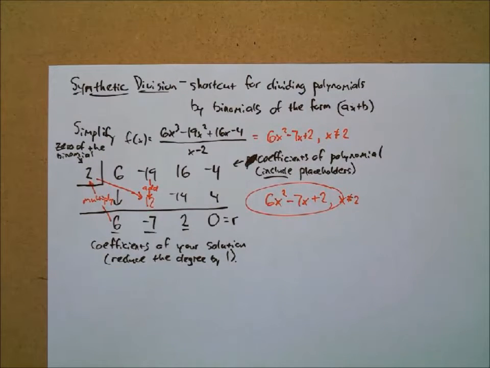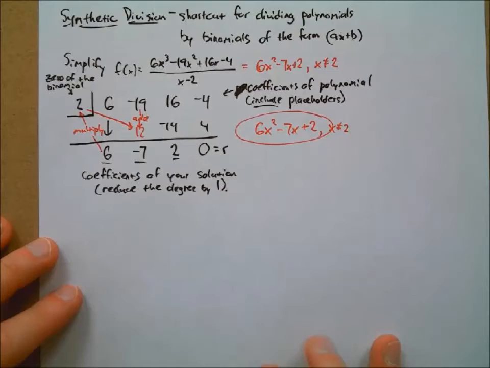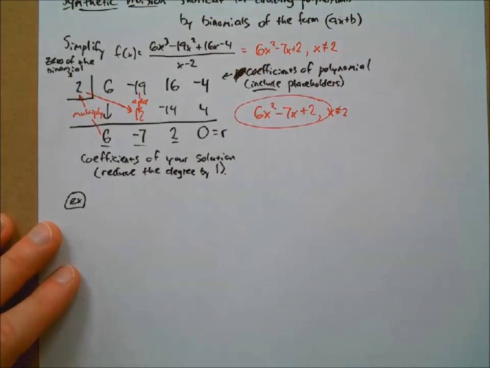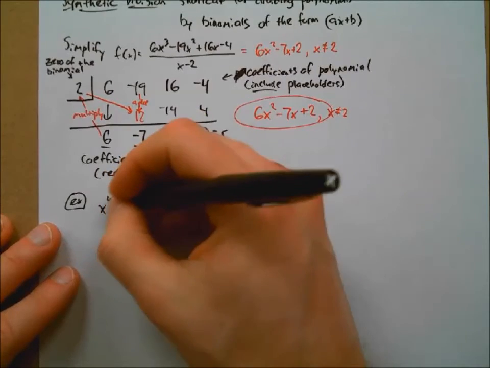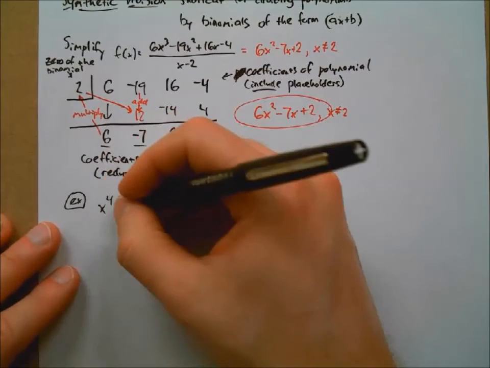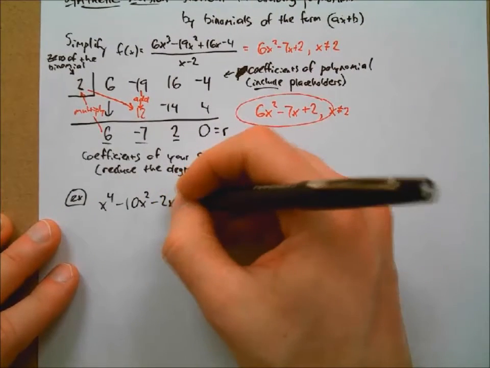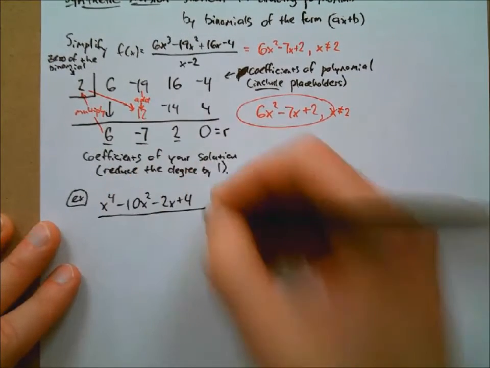So let's do another one here. I'll do this one much quicker because we've now gone through all the craziness there. x to the fourth minus 10x squared minus 2x plus 4 divided by x plus 3.